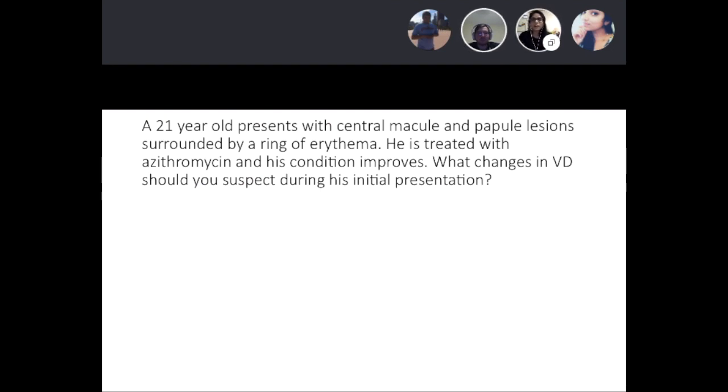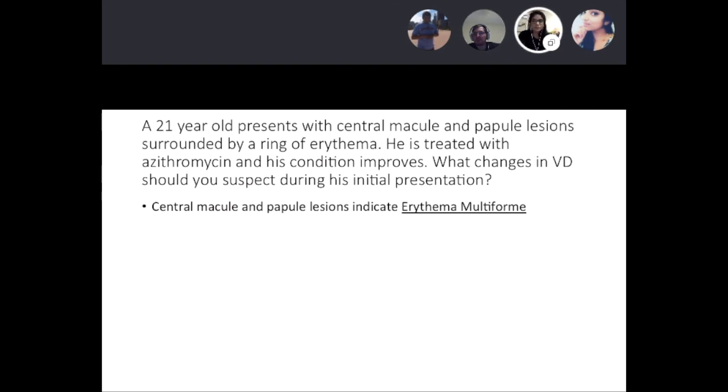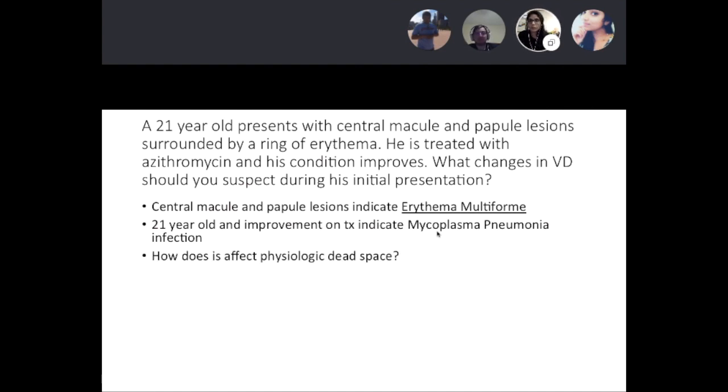Okay. Here, let me help you guys a little bit. A central macular and papule lesion indicates that this guy has erythema multiforme. Considering his age and that his condition improves on the medicine, we can most likely attribute that to a Mycoplasma pneumoniae infection. So now thinking about the pneumonia infection, how does that affect the physiologic dead space?